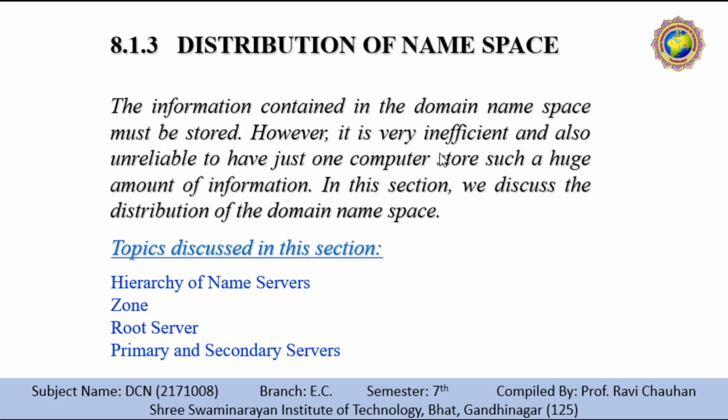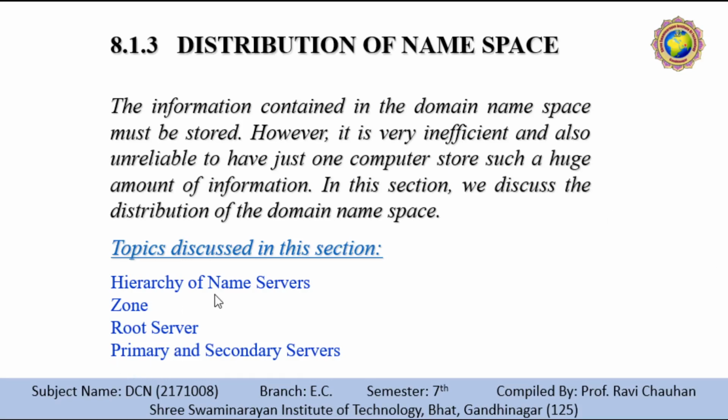Next is the distribution of a namespace. The information contained in the domain namespace must be stored. However, it is very inefficient and also unreliable to have just one computer store such a huge amount of information. It is inefficient because responding to requests from all over the world places a heavy load on the system. It is unreliable because any failure makes data inaccessible.